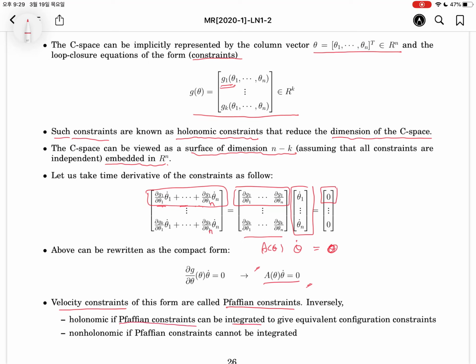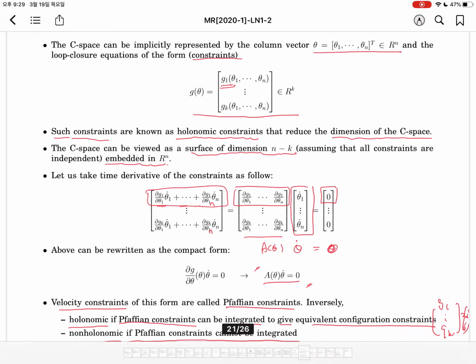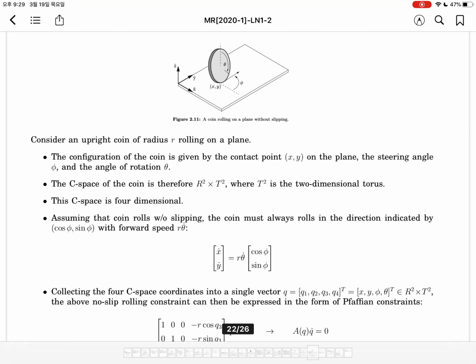If the Pfaffian constraint can be integrated to provide the equivalent configuration constraint, such as G1 through Gk equal to the 0 vector, then it is called a holonomic constraint. On the other hand, if the Pfaffian constraint cannot be integrated, it does not have any configuration constraint. At that time, it is called a non-holonomic constraint. Let's take an example.